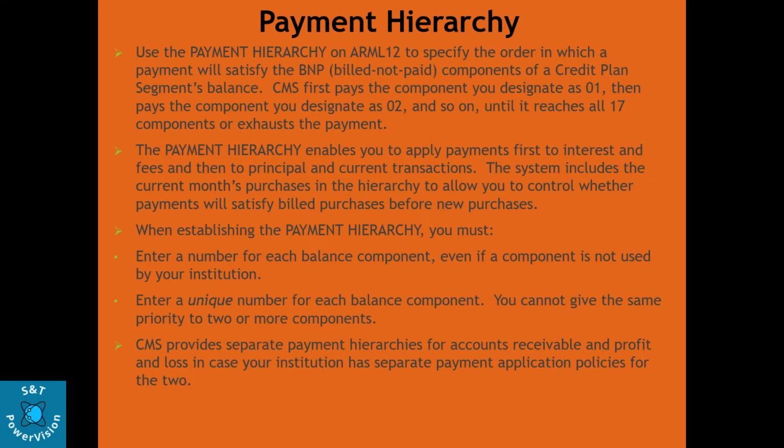The system includes the current month's purchases in the hierarchy to allow you to control whether the payment will satisfy billed purchases before new purchases. When establishing the payment hierarchy, you must enter a number for each balance component. Even if a component is not used by your institution, enter a unique number for each balance component, which means we cannot give the same priority to two or more components. CMS provides a separate payment hierarchy for account receivable and profit and loss, in case your institution has a separate payment application policy for the two.